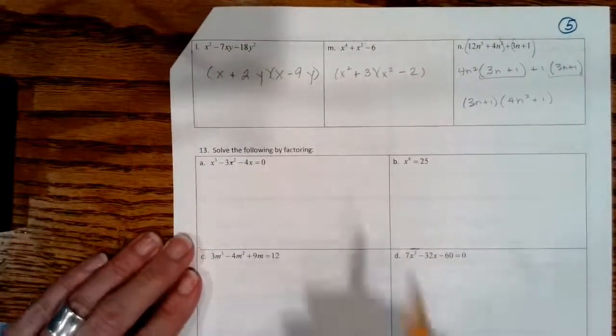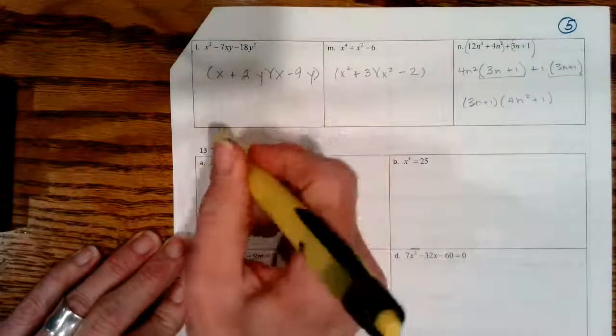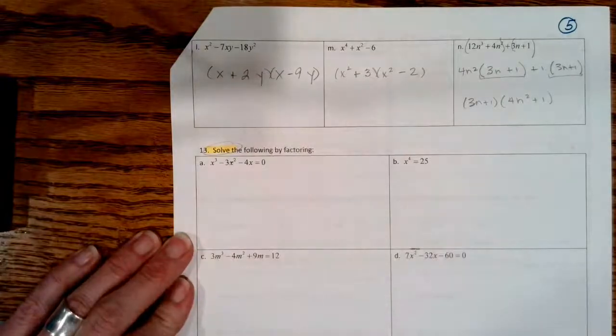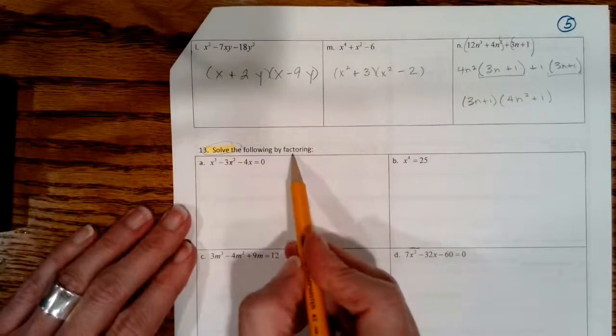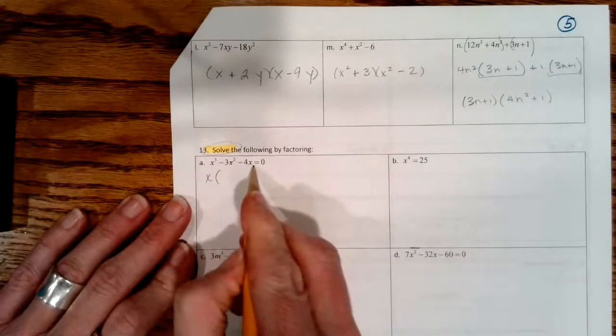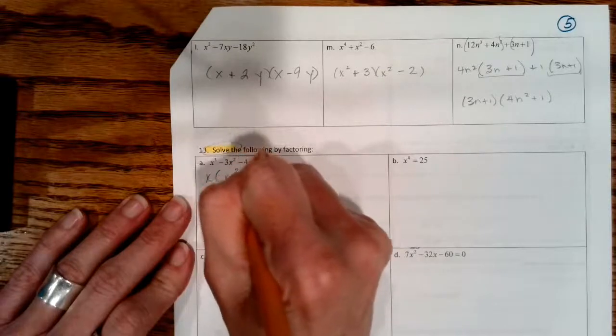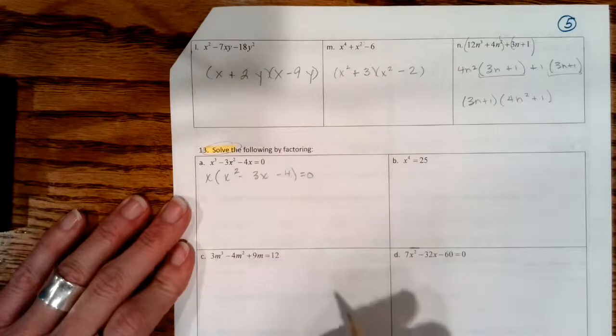All right, so now notice the difference in the words I'm being asked to solve. When I'm solving, what I need to do is come up with my values for x. So when I go to factor, the first thing I'm going to do is take out this x that I see, leaving me with x squared minus 3x minus 4 is equal to 0.